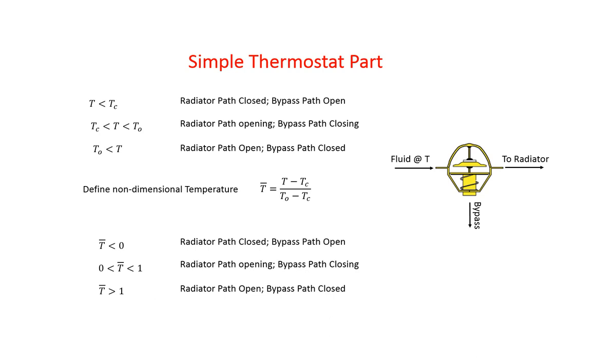path fully closed. Finally, at temperatures between Tc and To, the thermostat is opening, meaning there will be flow through both paths. If we choose, we can define any mathematical expression to dictate the behavior of each path in this range. But for this exercise, we assume that both paths are open in this range with elevated loss coefficients. Now let's define a non-dimensional thermostat temperature, T bar, as T minus Tc divided by To minus Tc, such that the thermostat opening occurs for T bar between 0 and 1.